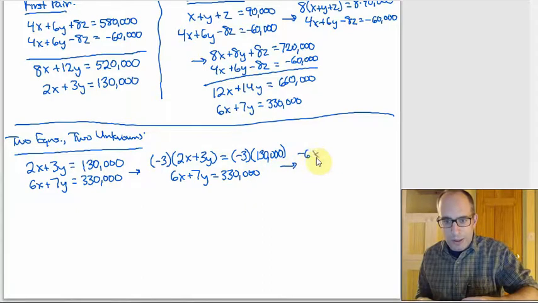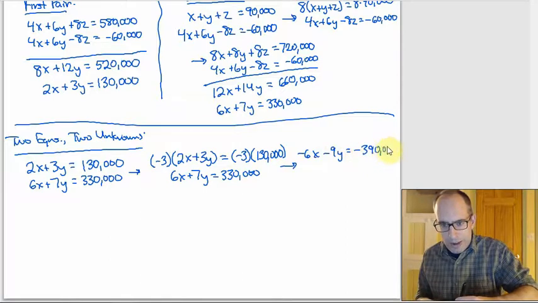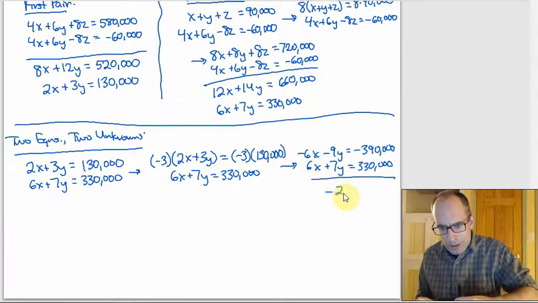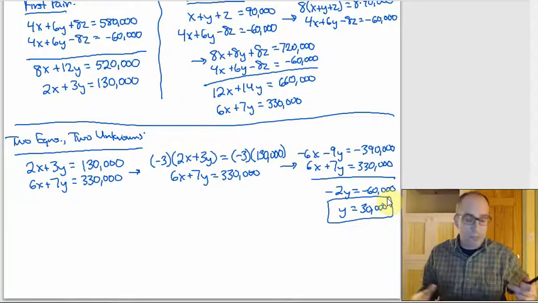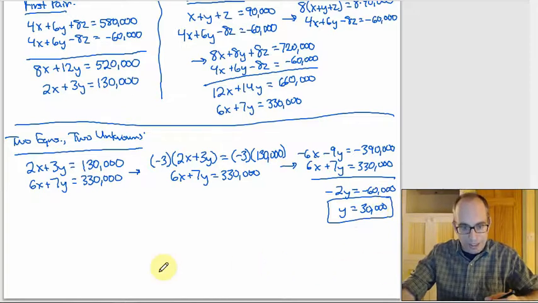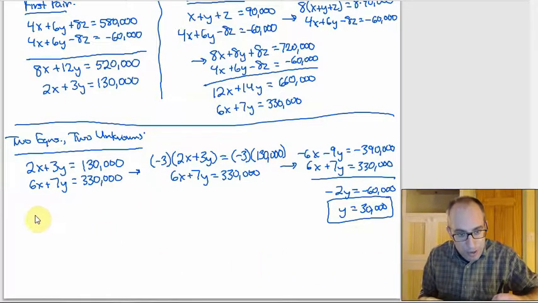All right, let's see. That'll be negative 6x minus 9y equals negative 390,000. And then 6x plus 7y equals positive 330,000. And if I add those together, negative 2y equals negative 60,000, which then means that y is 30,000. So if we were getting the ordered triple, that would be part of the answer. But the only thing we actually have to do is solve for x, because we just need the amount that's invested at 4%. But we've got equations that are just in terms of x and y, so we can solve for x without too much trouble.